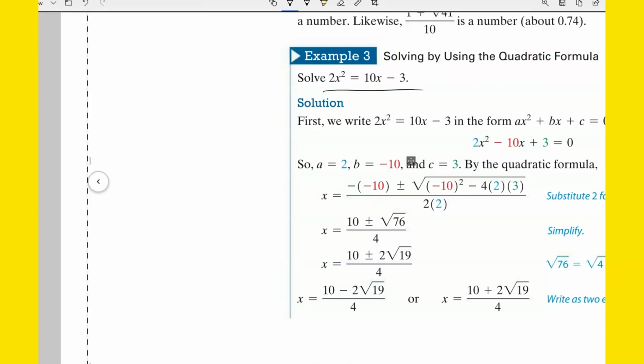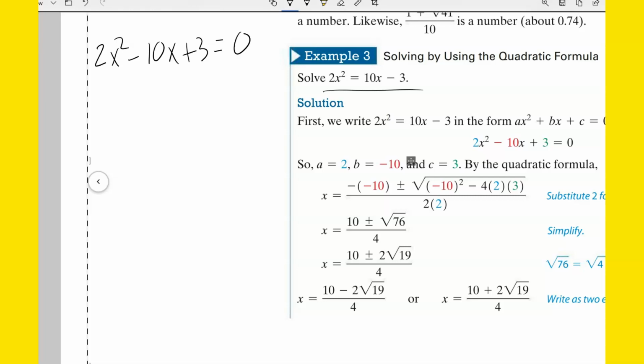Example 3. Again, what's my first move going to be? I've got to get it in the right arrangement. I've got to move my 10x and my negative 3 over to the left side of the equal sign with that 2x squared. So I'm going to say 2x squared minus 10x plus 3 equals 0.